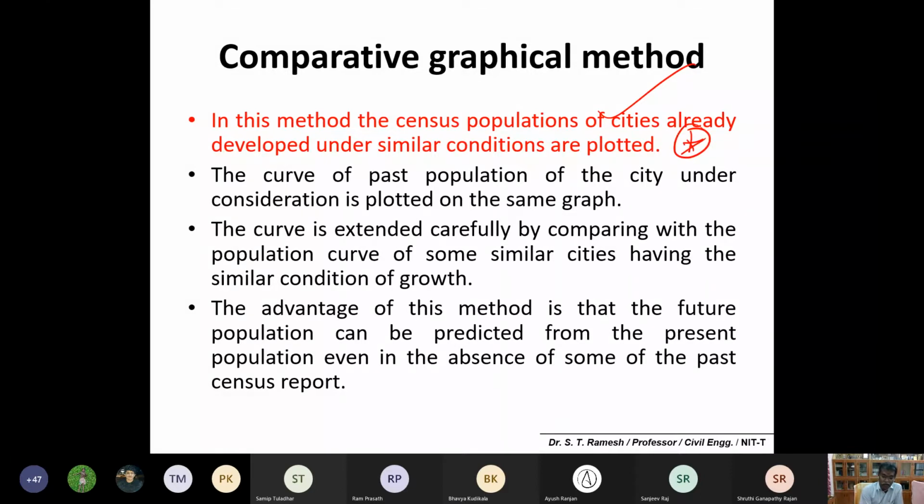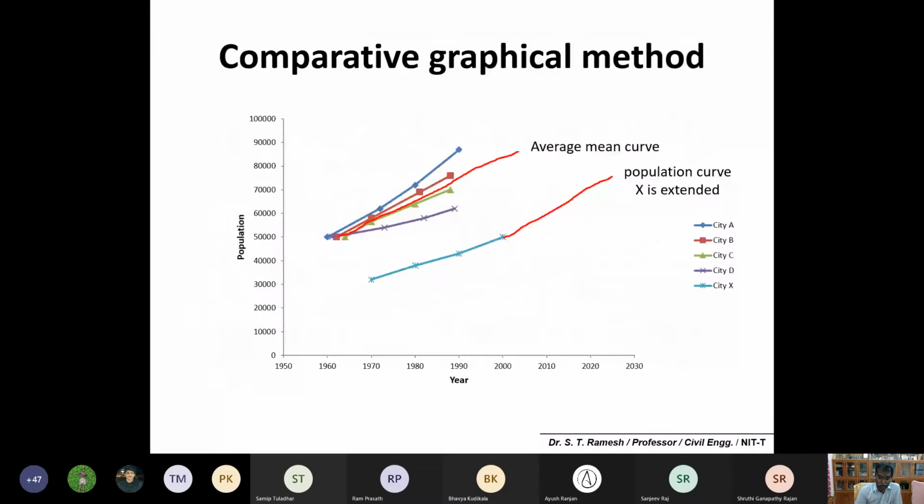Say for example you are going to calculate the population for a new city, say for example Trichy, and you should also be familiar with similar conditions, a similar trend of population growth in other cities, say for example Madurai or some places in Maharashtra, some places in Andhra, some sort of different cities. So what do you do? You just plot them in this graph.